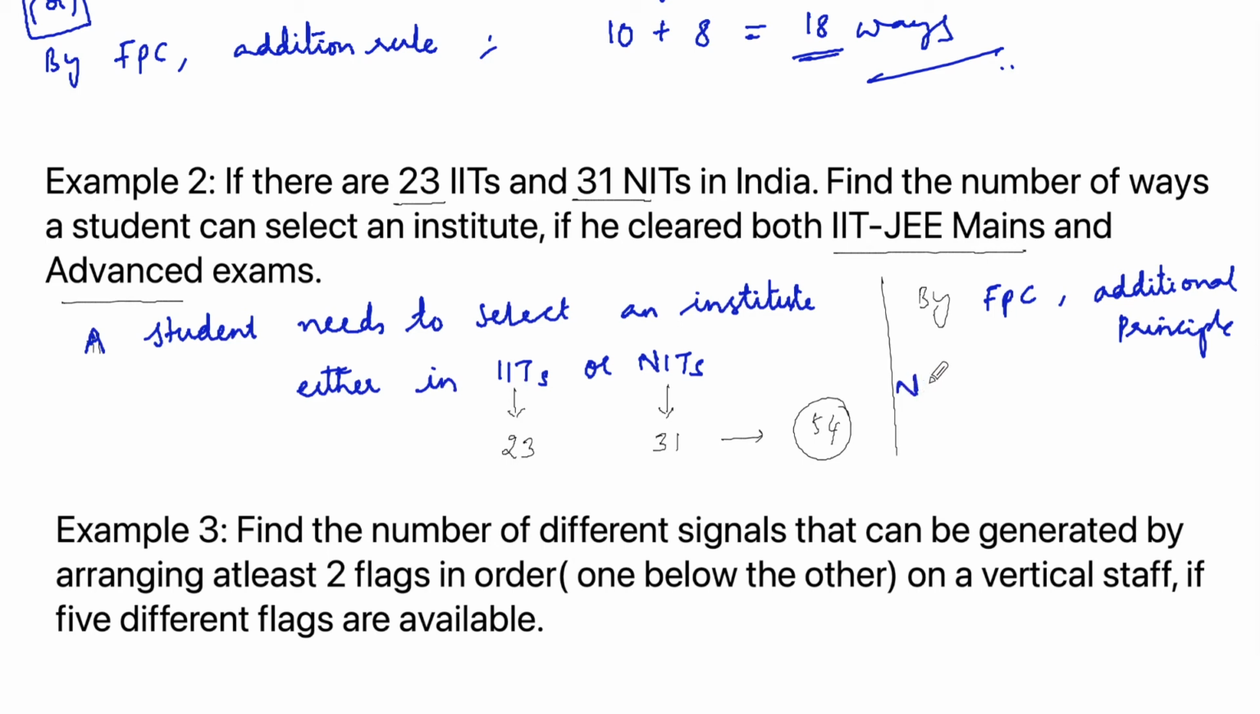So the number of ways is equal to 23 plus 31, that is 54. Means whenever you see an or, the number of ways you can select an institute, either IITs or NITs, means we can use plus here, the addition principle, right? Okay, now let us see another example.